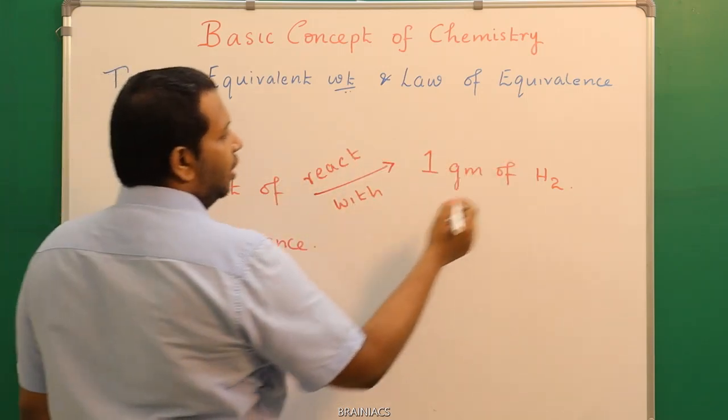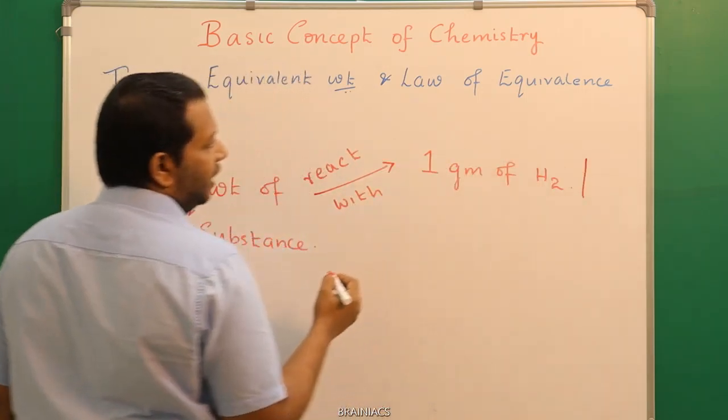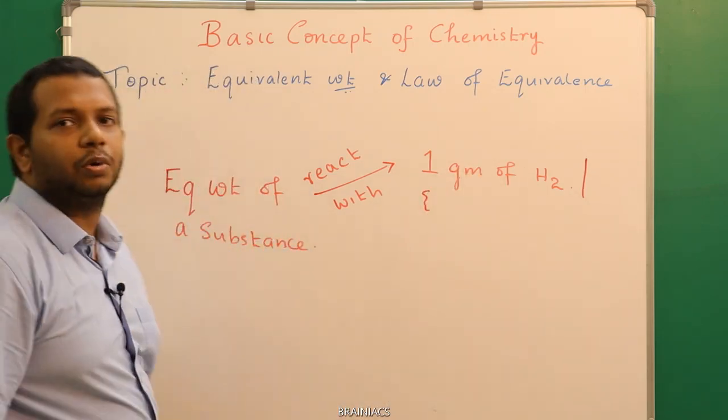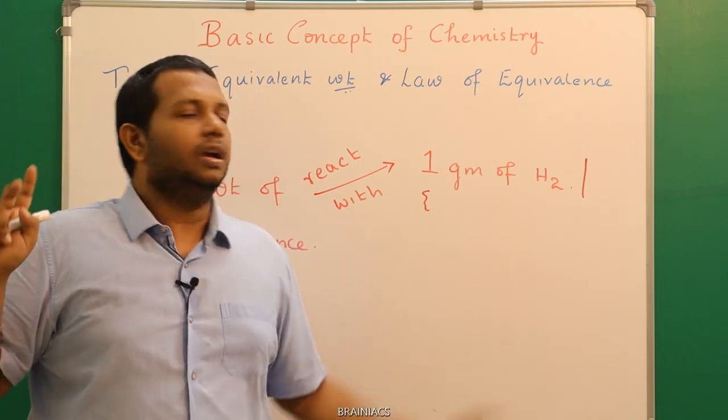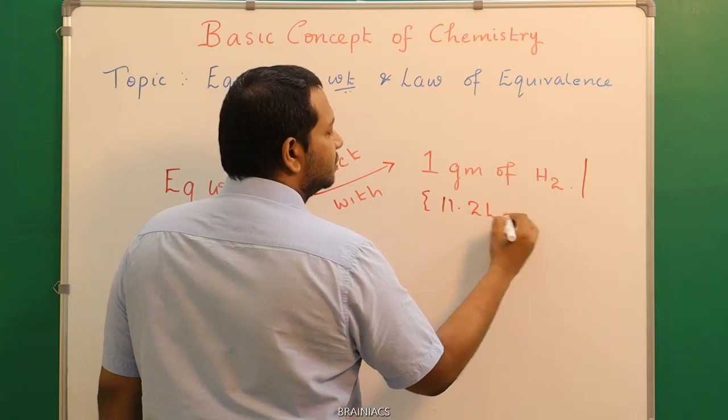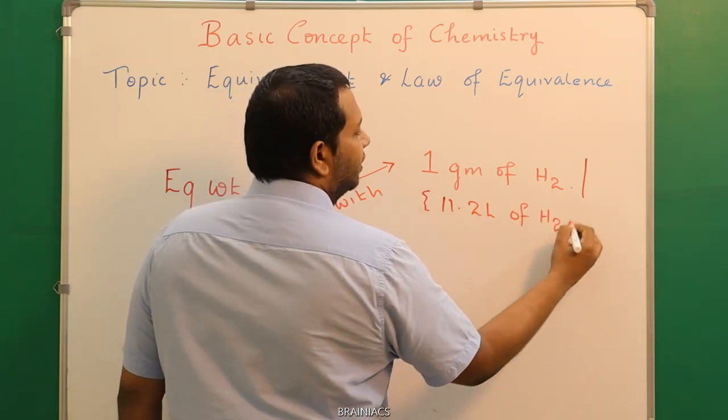of hydrogen. So 1 gram of hydrogen is equivalent to what at STP? Tell me, 2 gram will occupy 22.4 liter. So 1 gram will occupy how much? 11.2 liters. So we can say in this way also.